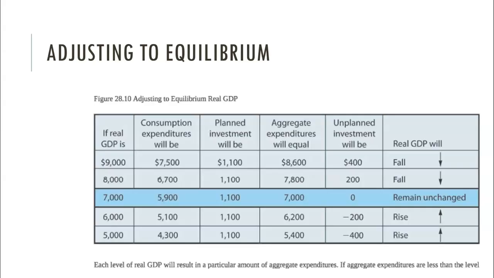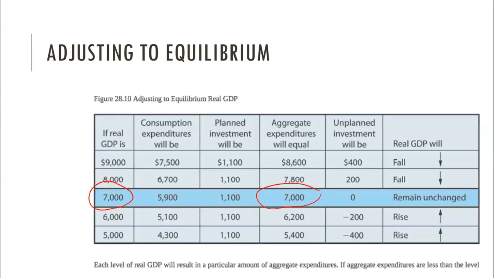So here we have a table. This is figure 28.1 in your textbook. And this is looking at how the economy actually adjusts to that equilibrium real GDP. So here we see we have an equilibrium real GDP of 7,000. So this is consistent with the other graphs that we saw earlier in the chapter and in the other lecture video. So our aggregate expenditure line crosses that 45-degree line at 7,000.